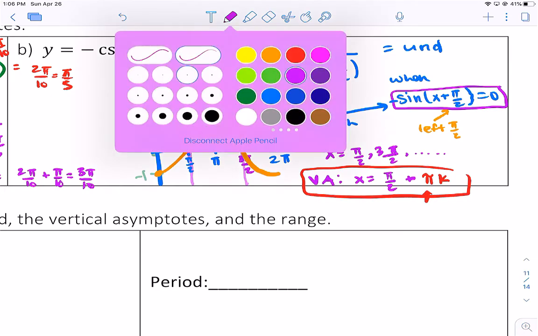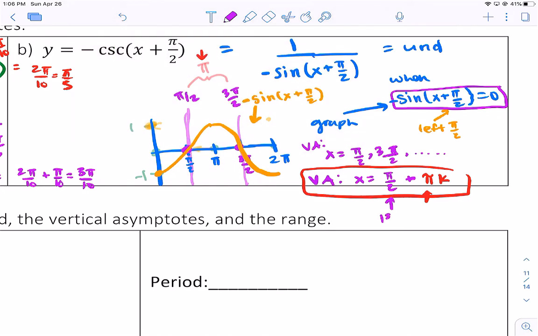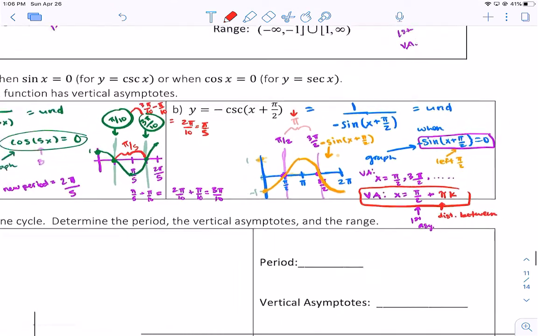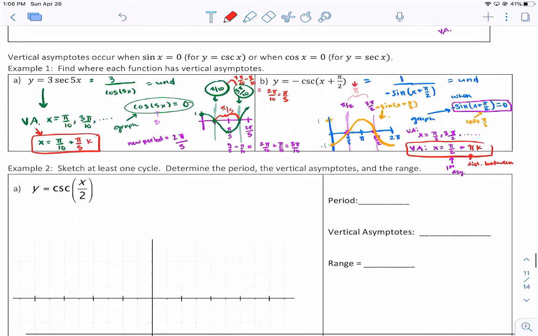So again, this number is your first asymptote, and the pi is the distance between the asymptotes. Okay? All right, I think that's the hardest part of graphing these. So let's try a couple more. I think when we actually see the whole graph, it makes it a little bit easier.